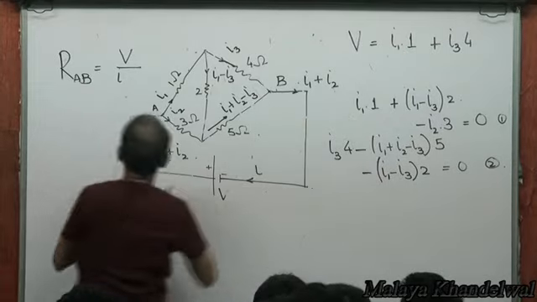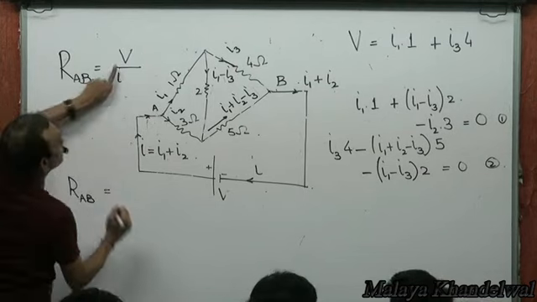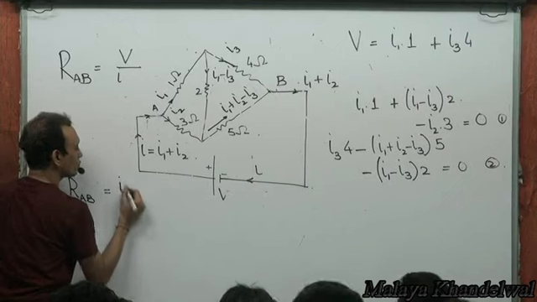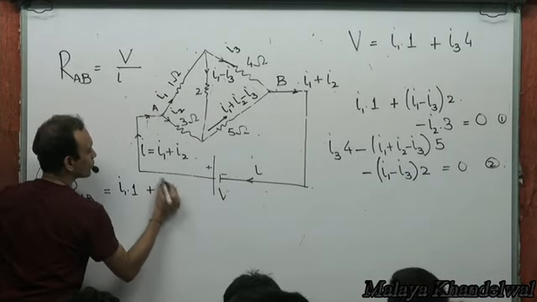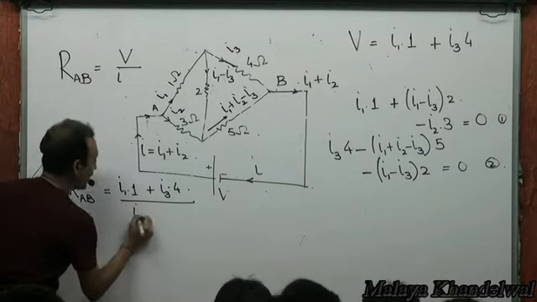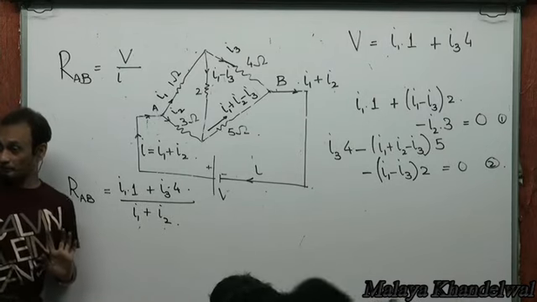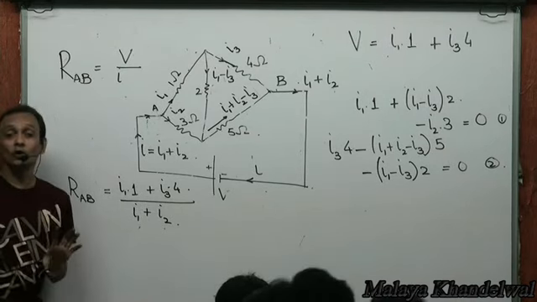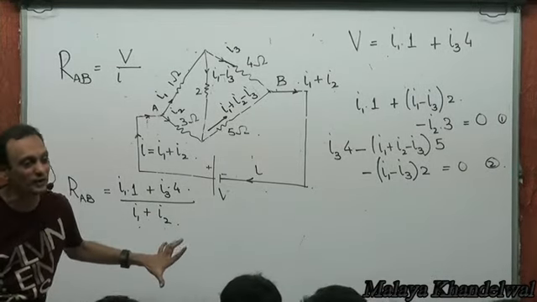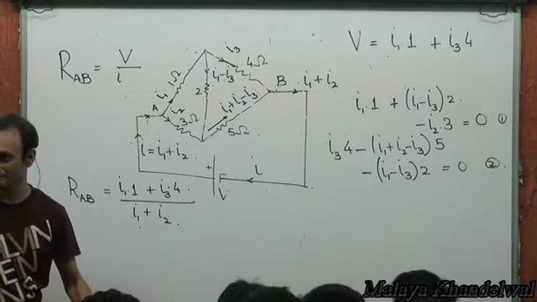Look at this V. RAB is V, which is the drop, I1 into 1 plus I3 into 4, divided by I. I is I1 plus I2. Yes or no? Clear? Although I'll tell you a tool after which you will not require all of this, I still want you to know how to obtain equivalent resistance using first principles. It's cumbersome, but should be known, right?